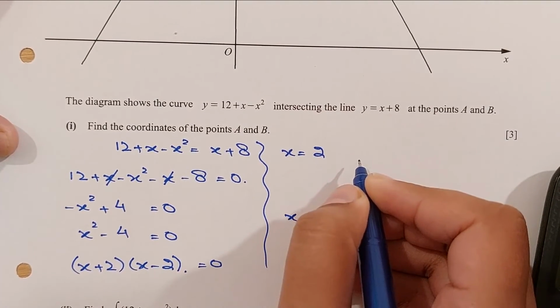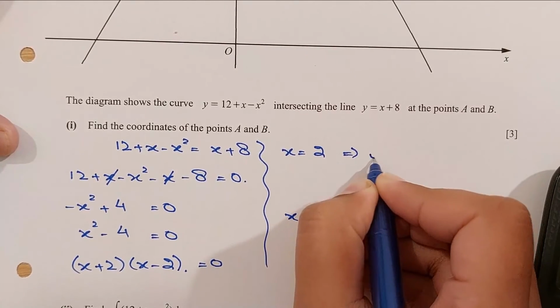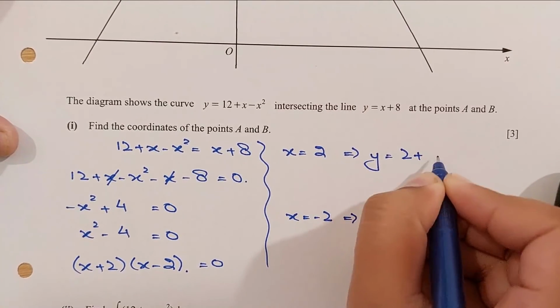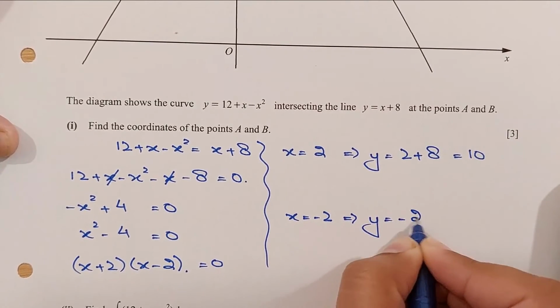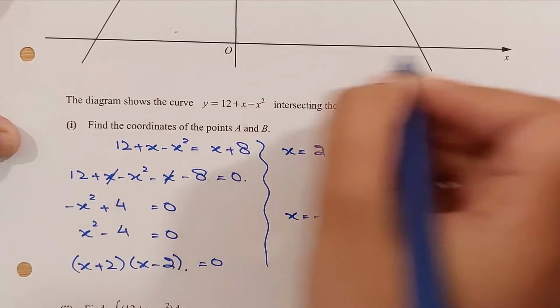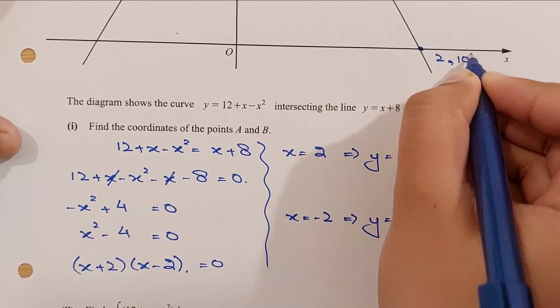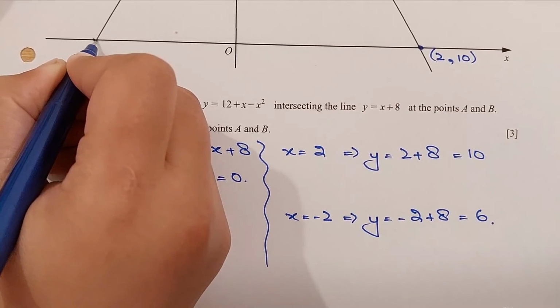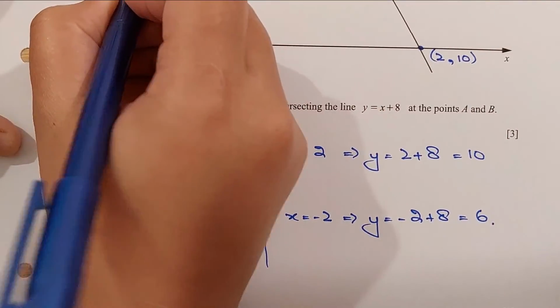Let me write down the corresponding values of y. So when x is 2 and minus 2, what is y? y equals 2 plus 8, this equals 10. And from here, y equals minus 2 plus 8, this equals 6. So x equals 2 over here, so this is 2 and 10. And this point is, sorry, this is point A and B.